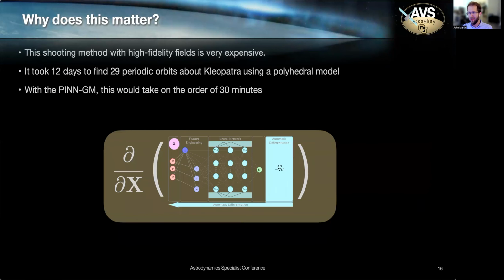Just to hammer this home, there's a paper you can read more about in our lit review, where they were searching for periodic orbits about the asteroid Cleopatra, and it took 12 days of compute to find 29 solutions. If they were to replace the polyhedral model that they used in their study with the PINN gravity model, those 12 days of compute would boil down to 30 minutes on your computer. So we're talking orders of magnitude faster to find these solutions using the PINN gravity model.